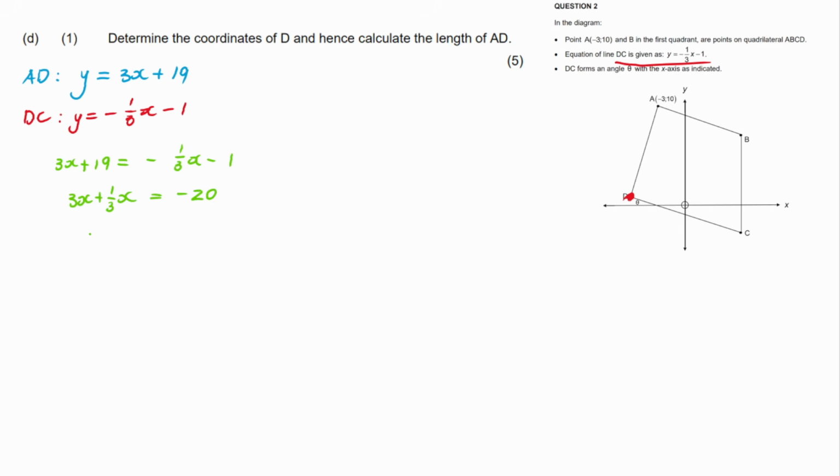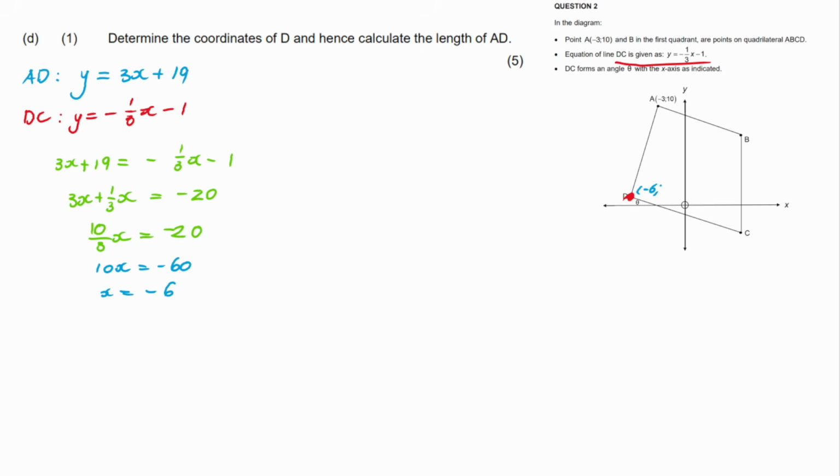If we add those together, we get 10 over 3x is equal to negative 20. Now we can multiply by 3, so 10x is equal to negative 60. So x is equal to negative 6. So we have the x coordinate of D. We know D is going to be minus 6 something. We don't know what the y value is.